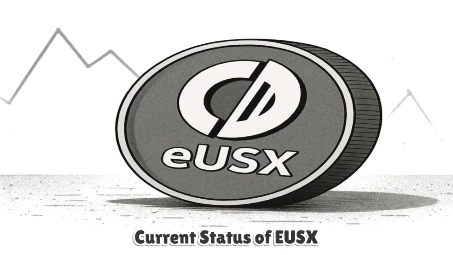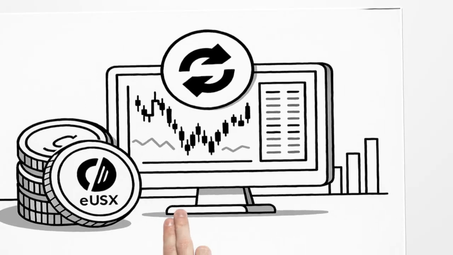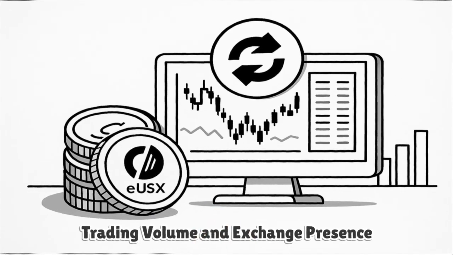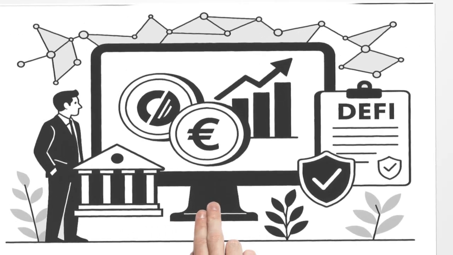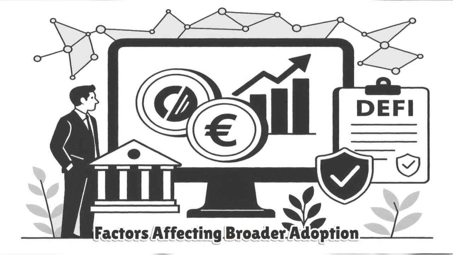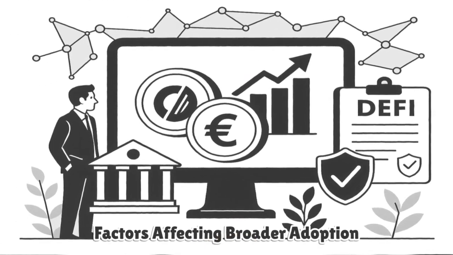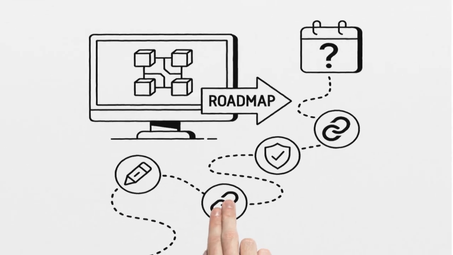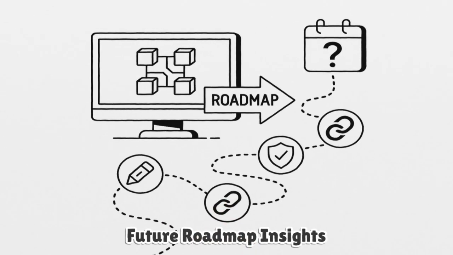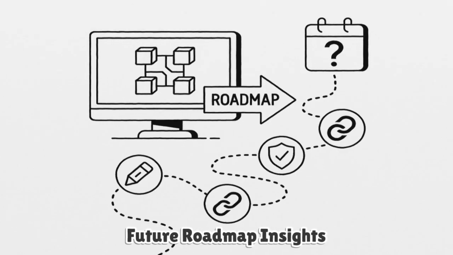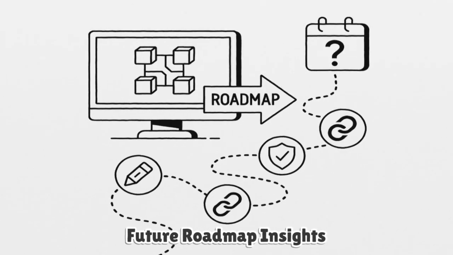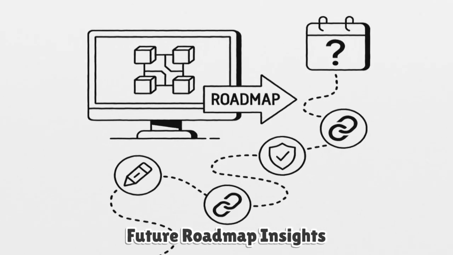eUSX is still developing as a market asset. Current trading volumes and exchange presence remain limited, which is common for newly launched synthetic tokens. Broader adoption will depend on the growth of the Solstice platform, expansion of collateral options, and integration with other DeFi protocols. The project's roadmap suggests future enhancements to the user interface, collateral management, Oracle infrastructure, and multi-chain deployment, but the timeline for these developments is not fully detailed.